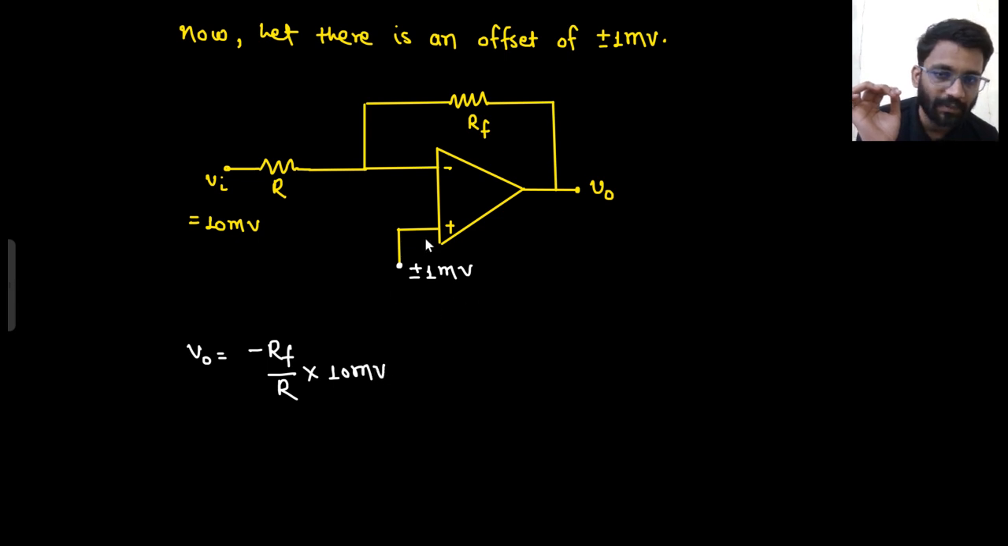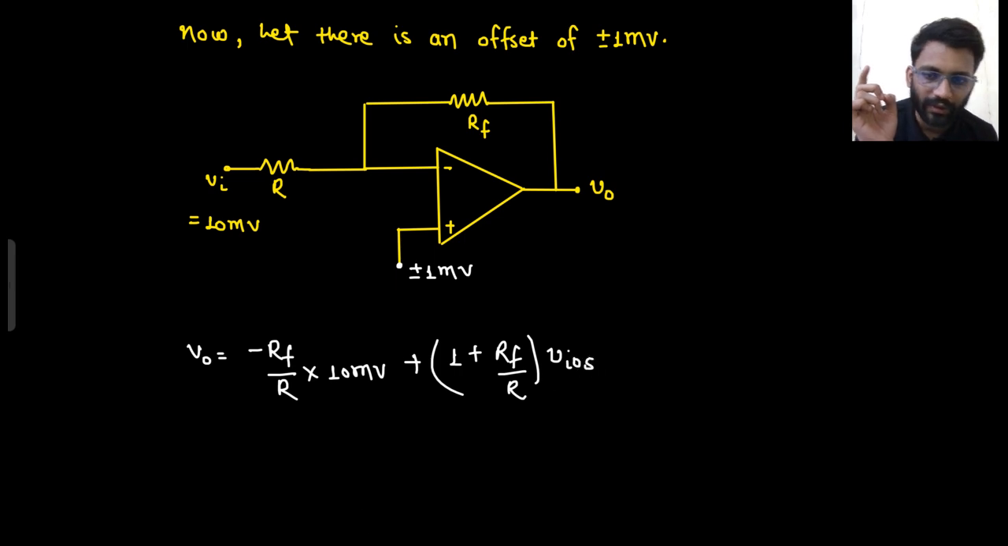Then I am considering this plus minus 1 millivolt. So what will I get? Plus, now I am considering only this plus minus 1 millivolt. So the 10 millivolt source will be shorted. Now it is acting as a non-inverting amplifier only. So what will be my output? My output will be 1 plus RF by R into the offset voltage. Here I should better write V in only. And this is my offset voltage.